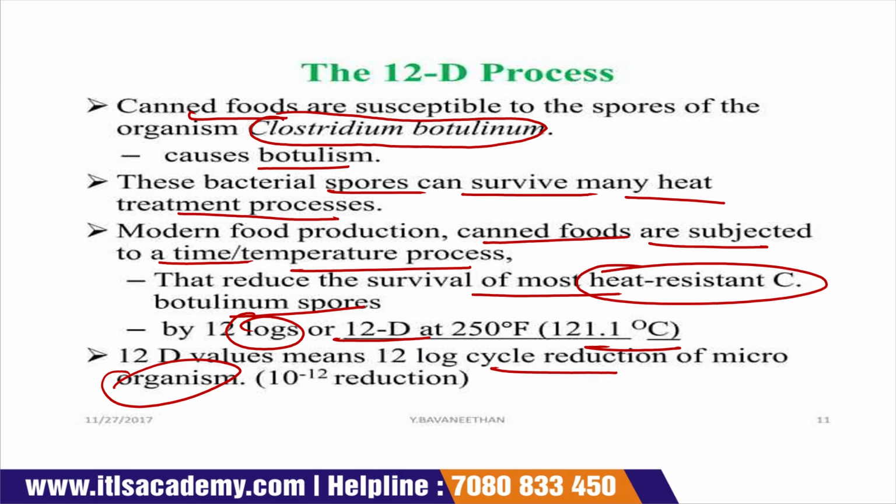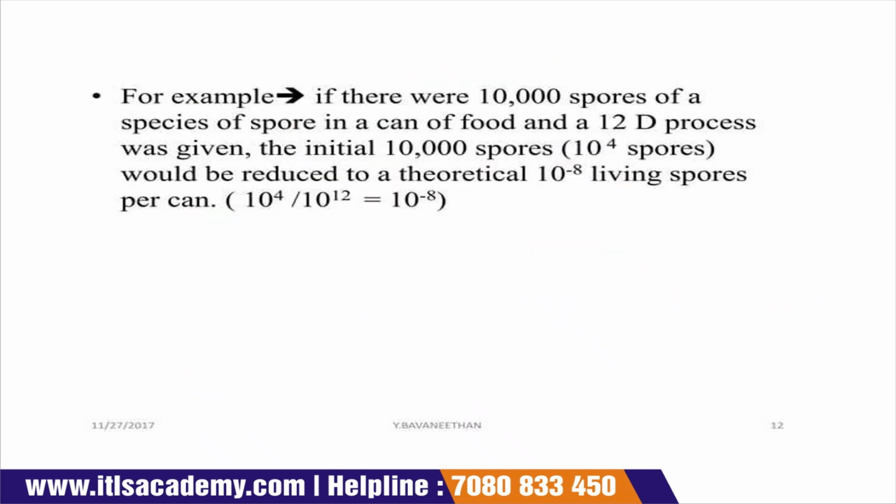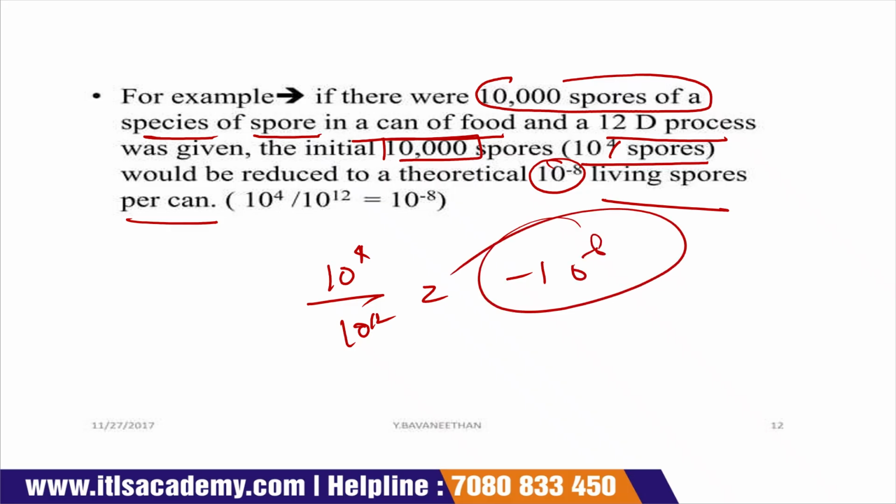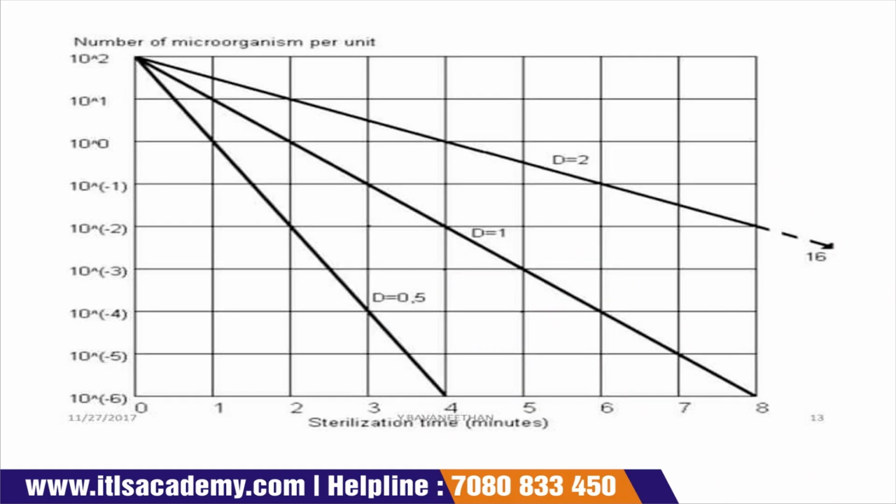This is about the 12D process. For example, if there were 10,000 spores of a species present in a can, and we have a 12D process, then initially the 10,000 spores are 10 to the power 4 spores. Then it reduces theoretically to 10 to the power minus 8 living spores per can, which is 10 to the power 4 multiplied by 10 to the power minus 12, that is 10 to the power minus 8. So here is the graph between the number of microorganisms per unit and the sterilization time.